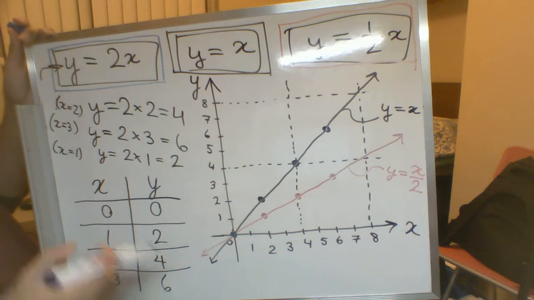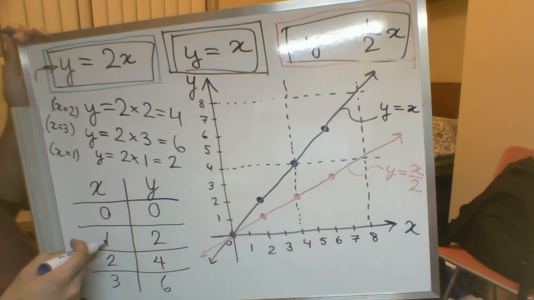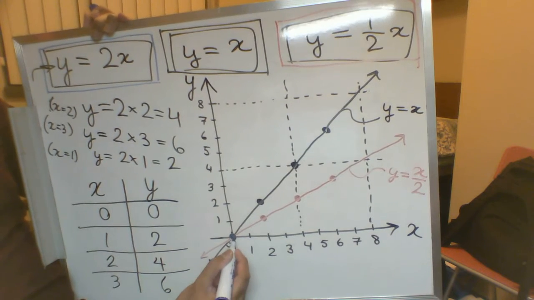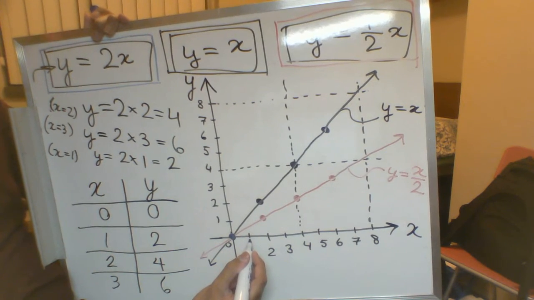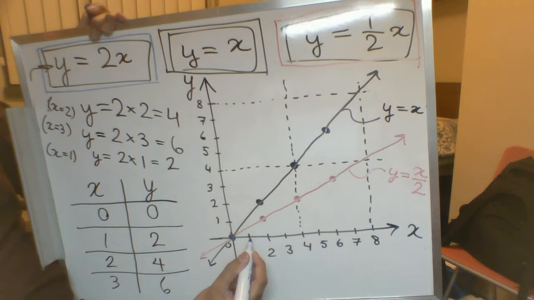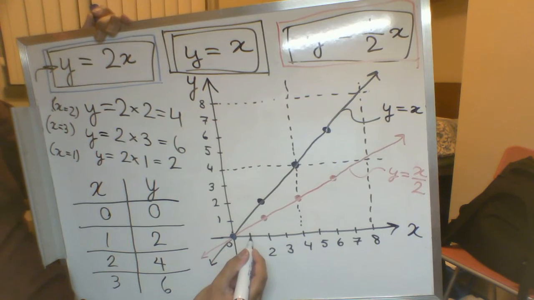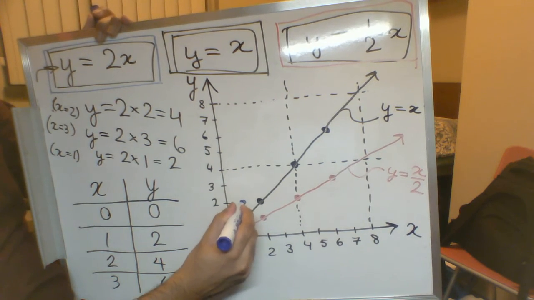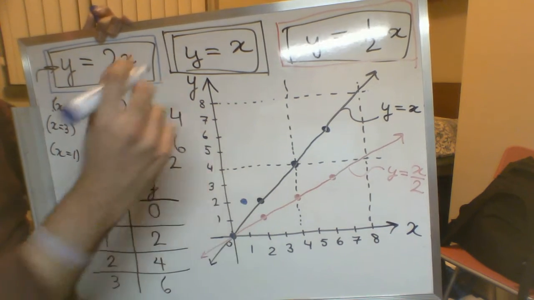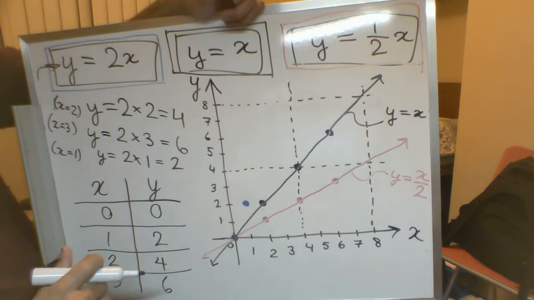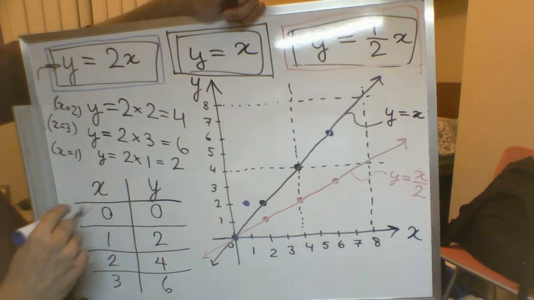Our next point, when x is equal to 1, y is equal to 2. So we go 1 unit to the right, and then we go 2 units up, because that's what the y part of it is telling us. And we put our dot somewhere over there. Okay, that's 2 of our points already dealt with.